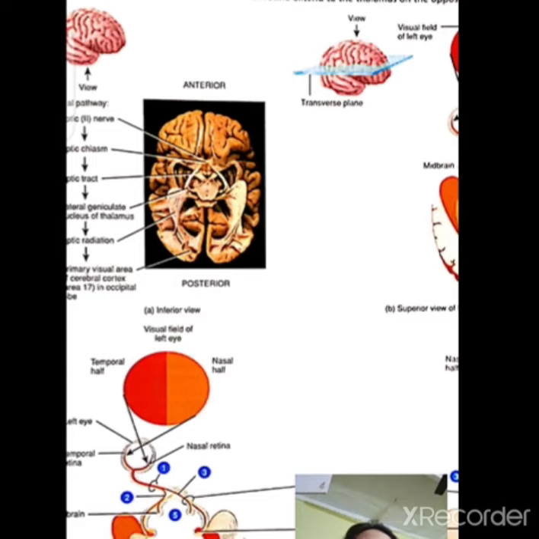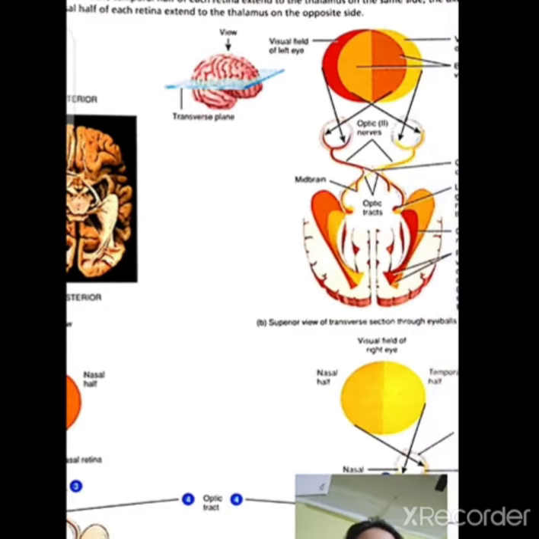Okay, so information from the left side visual field goes to the right side of the brain, and from the right side to the left side of the brain. The axons of ganglion cells in the temporal half of each retina extend to the thalamus on the same side, and the axons of ganglion cells in the nasal half of each retina extend to the thalamus of the opposite side. So you can see here.